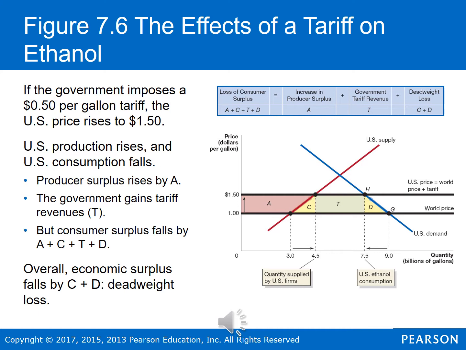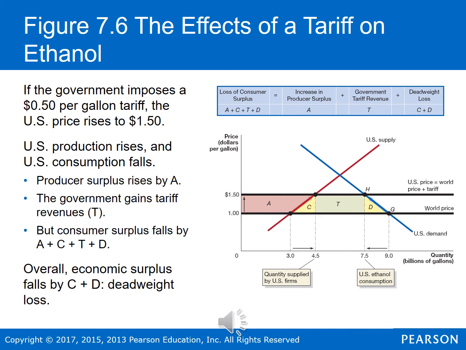The quantity supplied by U.S. firms is going to be determined by the marginal cost of production, so they'll produce up until the point that the marginal cost is equal to $1.50. And consumers are going to purchase until the marginal benefit they receive, where the demand curve crosses the price of $1.50. In this case, it will be 7.5 billion gallons.